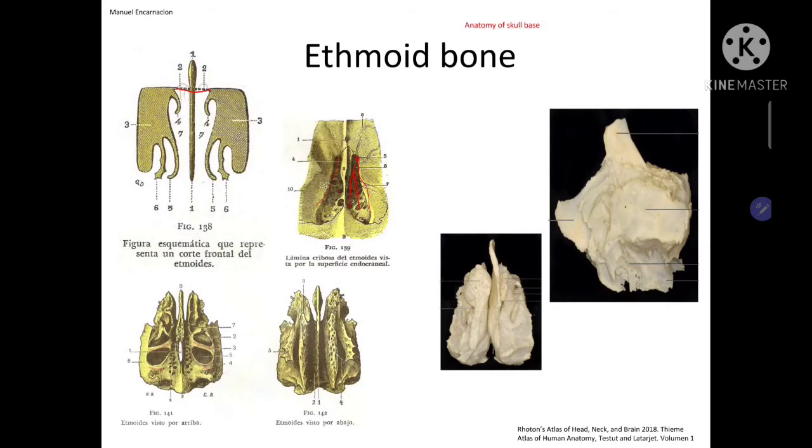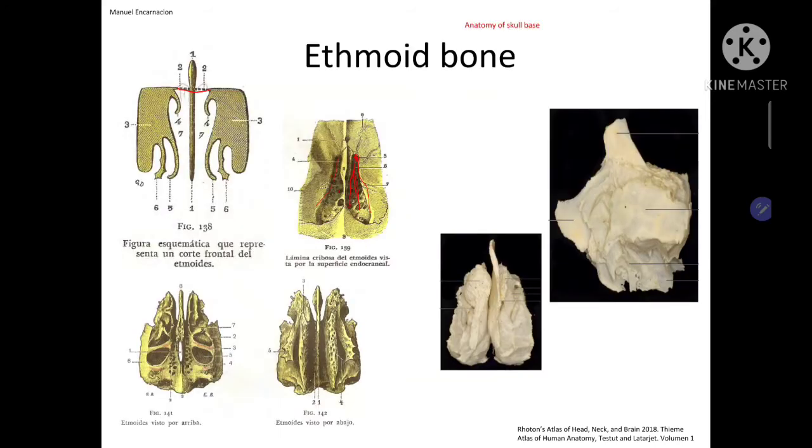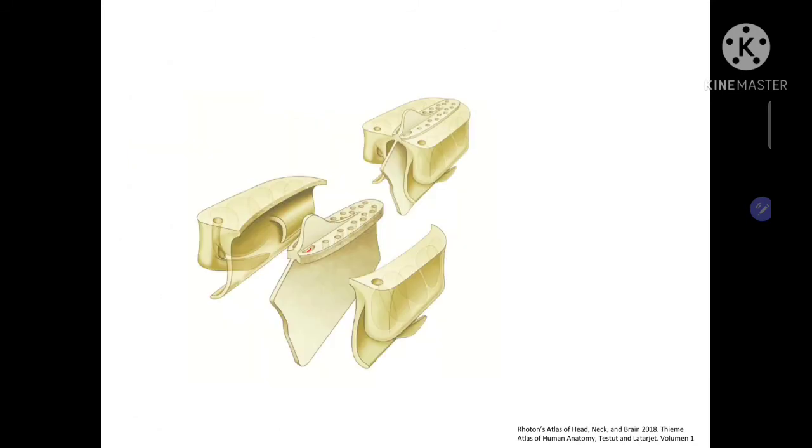Laterally to this ethmoidal slit, we're gonna find an oval foramen called the anterior ethmoidal foramen. This one I pointed here. Through this anterior foramen, we're gonna find the anterior ethmoidal artery going into the cranial cavity. And later we're also gonna find the posterior one, the posterior ethmoidal foramen.